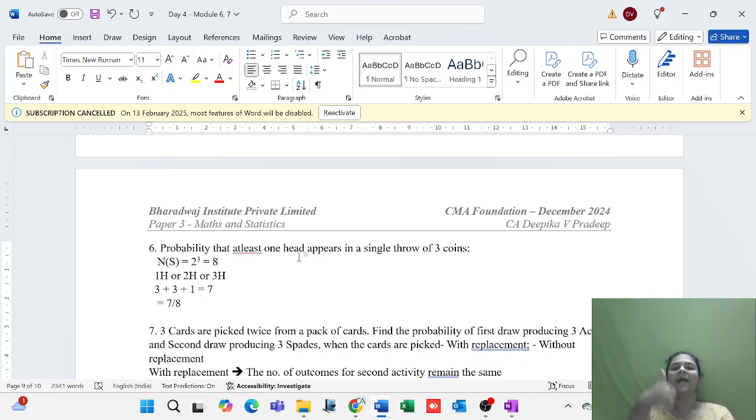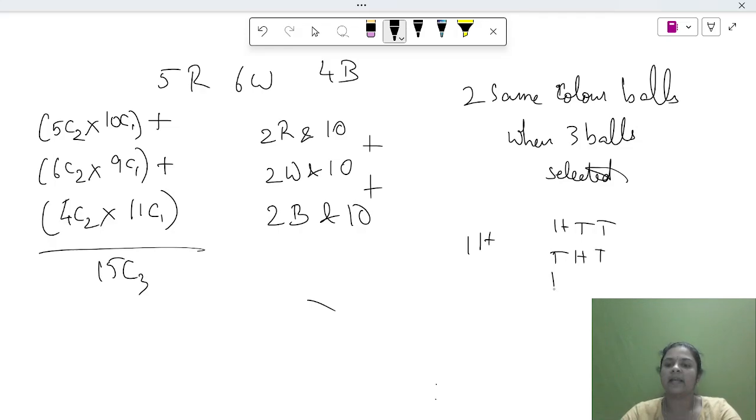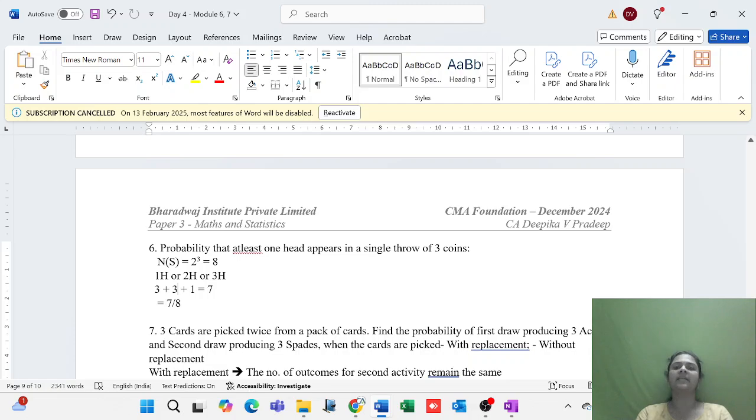So for one head: head, tail, tail; tail, head, tail; tail, tail, head. So I have 3 outcomes. Similarly, two heads means again I have 3 outcomes: head, head, tail; head, tail, head; tail, head, head. And three heads: head, head, head. So totally 3 plus 3 plus 1, 7 outcomes. Answer is 7 by 8. Simple direct probability question.